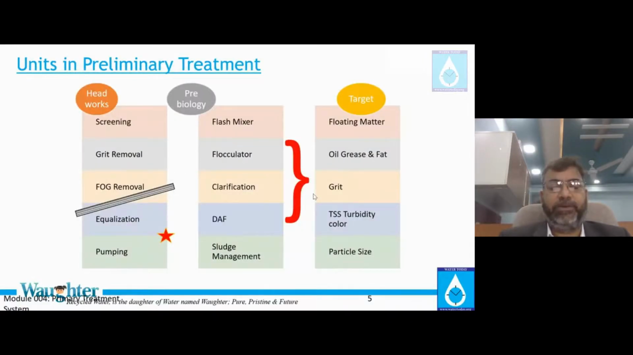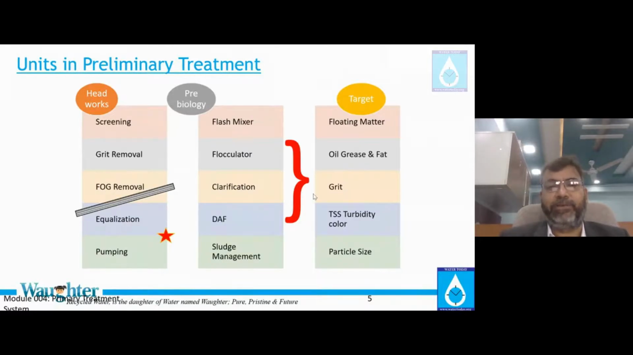Now, this is something which I love, this slide. So it is divided into certain areas. We say headworks. What is headworks? Means just on the plant inlet, whatever you have: screenings, grit removal, and FOG removal. If you have excess fat, oil, and grease coming to you, then you go to equalization. You put a star here because equalization tanks are usually below ground, and then you do pumping. My ideal plant design will be that after that, all the systems should be hydraulically designed in such a manner that you do not require any further pumping.